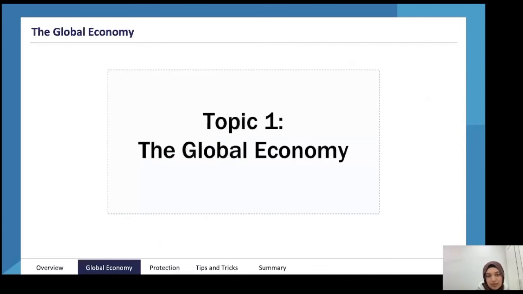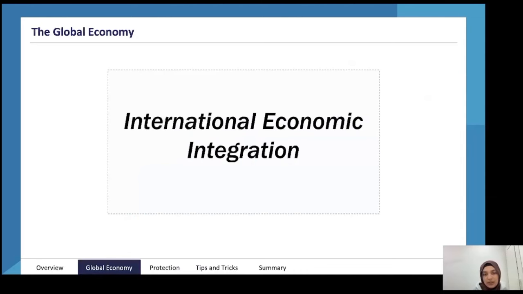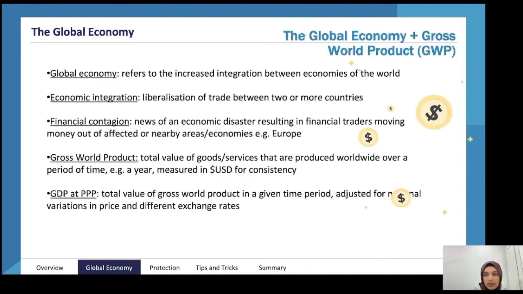Okay, moving on to the first topic, which is the global economy. The first thing we're going to look at is international economic integration. So we'll look at a few definitions here. Global economy simply refers to increased integration between economies of the world. We've got a bunch of different economies and they have become increasingly more integrated and connected. Economic integration, what does this refer to? It's a liberalization of trade between two or more countries, which allows for more free trade.